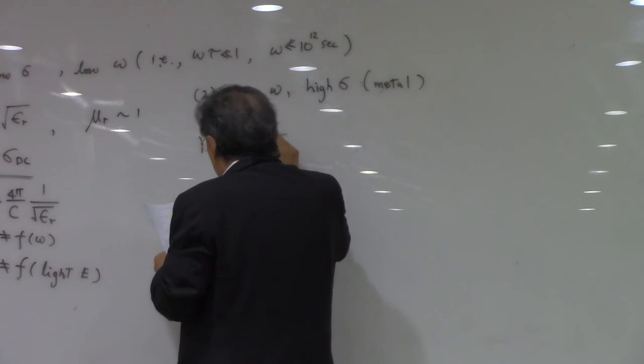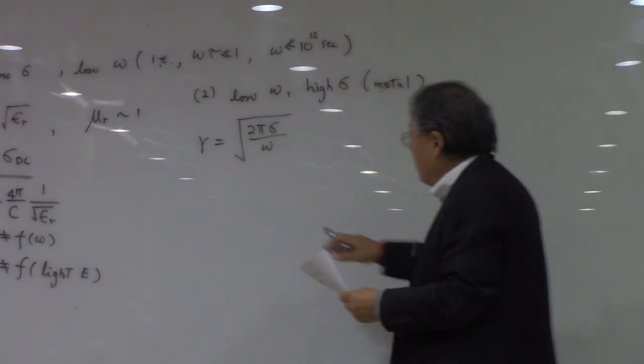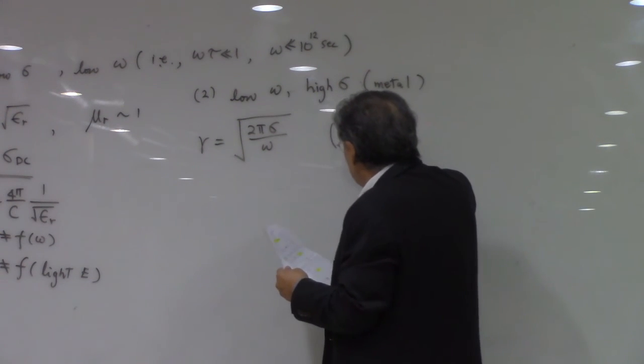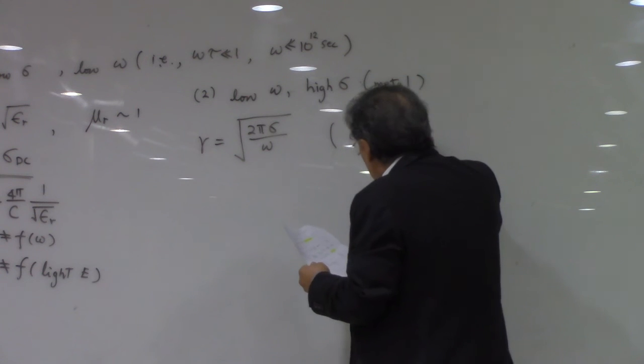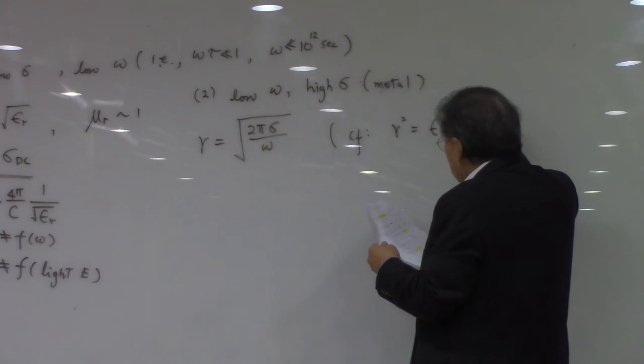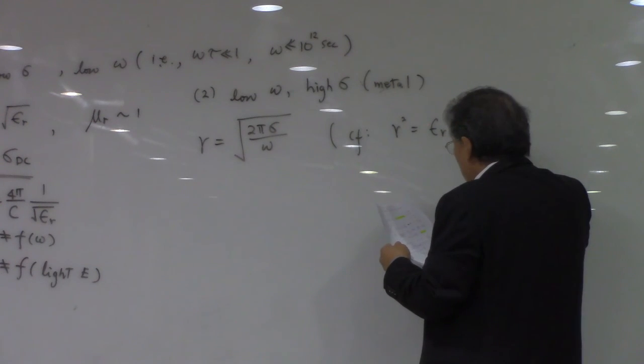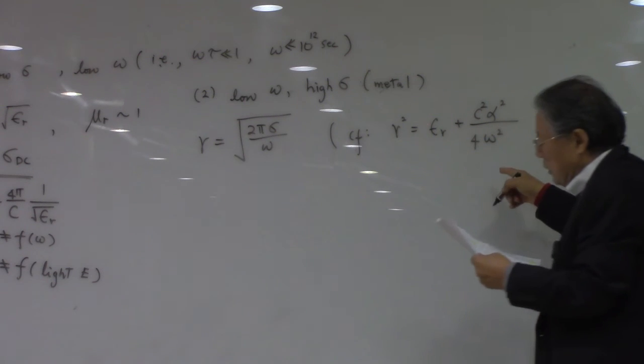It's going to be omega. All right? You remember we had R square is going to be dielectric constant plus C square R square over 4 pi or 4 omega square. We have this equation.